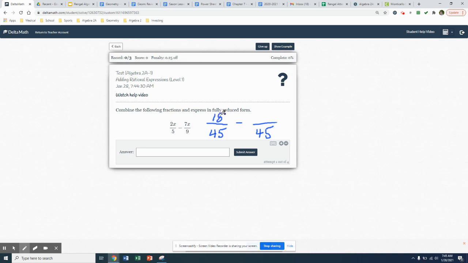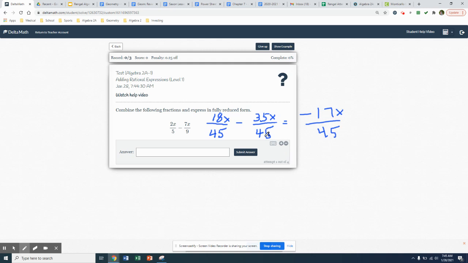That would make 18x. In my numerator, I've got a 7x. What did I do to the 9 to get 45? I multiplied it by 5. So that would make this 35x. And 18x minus 35x is going to bring me down into the negatives, negative 17x over 45.